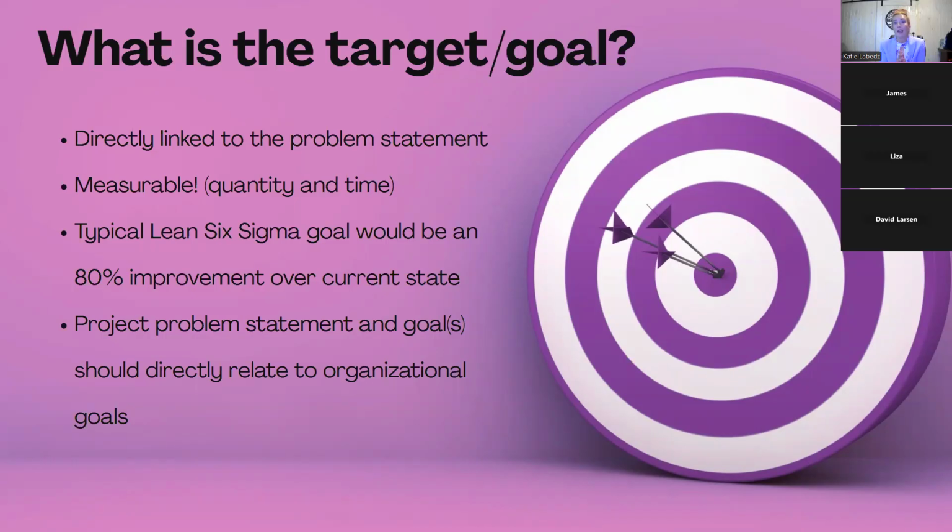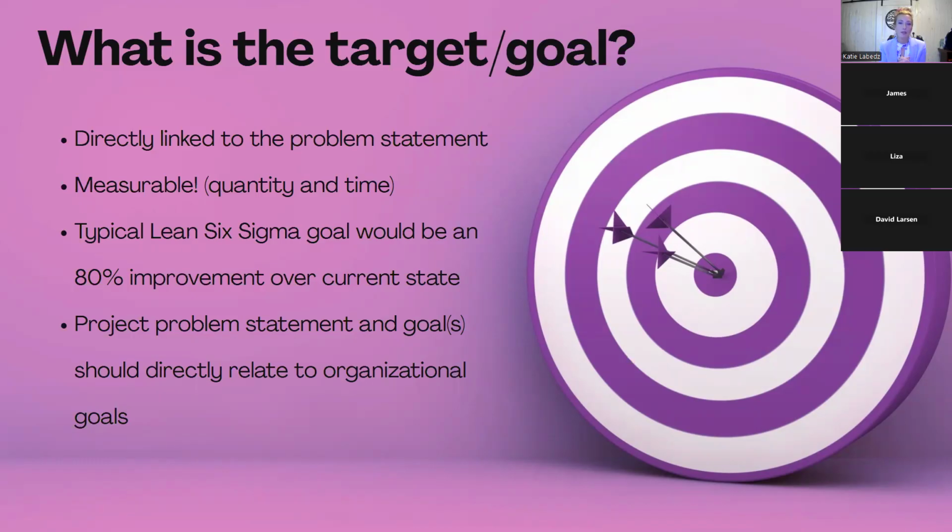Now, sometimes people have absolutely no idea what their goal should be. So they ask me, do you have a standard? A typical, quote unquote, typical Lean Six Sigma goal would be an 80% improvement over current state. So I always tell people, start there and work from there, right? If you feel 80% is just completely unimaginable, then what do you think is realistic? Now, keep in mind, when you are creating your measurable problem statement, you might not know that yet. So you might have to gather more information. At that point, you can leave target and goal as just an X as a placeholder.